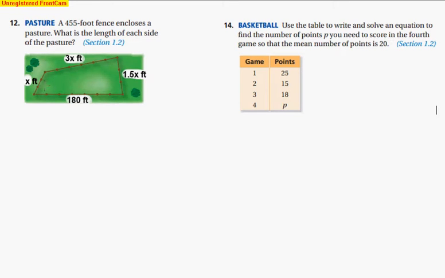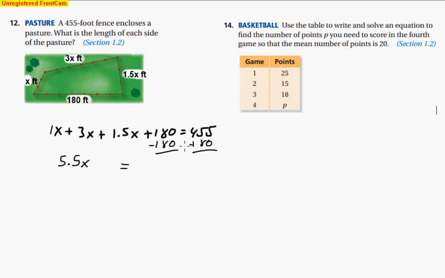So I've got x plus 3x plus 1.5x plus 180 equals 455. So from this point, I can go ahead and combine some like terms, and I see I have 1x and 3x, and 1.5x makes 5.5x. And then I can go ahead and subtract this 180 at the same time. So I'll subtract the 180, and that will give me, having to borrow a little bit here, 275. And so from this point, I can go ahead and divide by the 5 and 5/10.